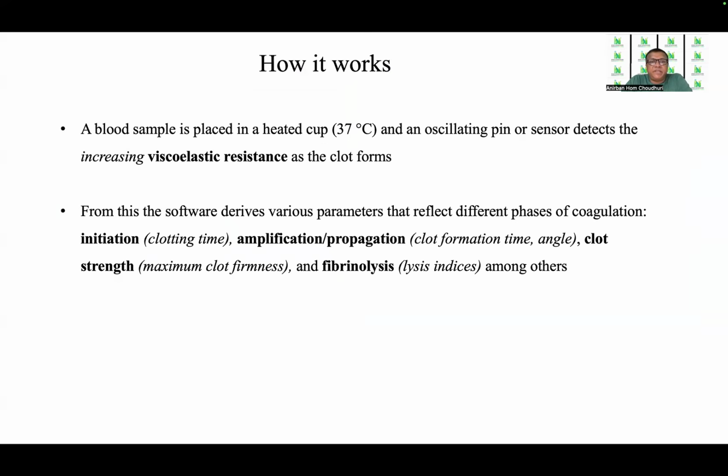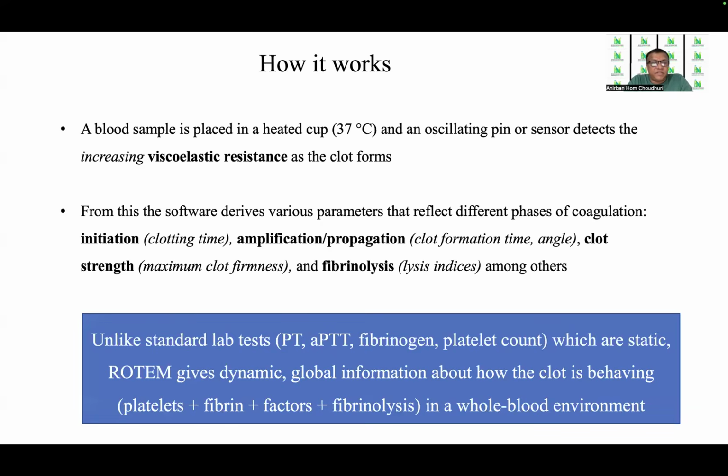The blood sample is placed in the heated cup at 37 degrees centigrade, and an oscillating pin or sensor detects this increasing viscoelastic resistance as the clot forms. And from this, the software derives various parameters that reflect the different phases of coagulation. One is the initiation, which is by the clotting time, the amplification and propagation by the clot formation time and the angle, the clot strength by the maximum clot firmness, and fibrinolysis by the lysis indices. So these are the common parameters which measure the different phases.